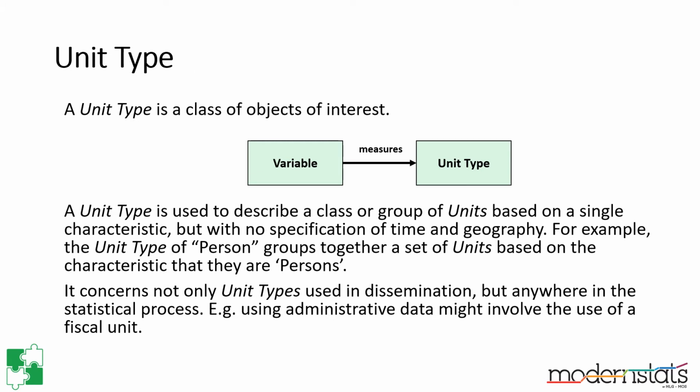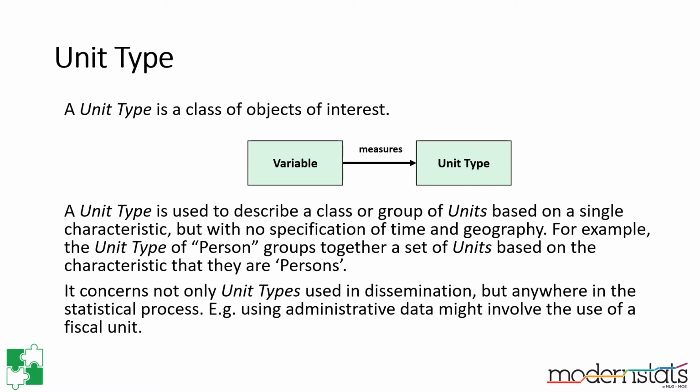A unit type is a class of objects of interest. This is the description in GSIM. It says that a unit type is used to describe a class or group of units based on a single characteristic, but with no specification of time and geography. For example, the unit type of person groups together a set of units based on the characteristic that they are persons.